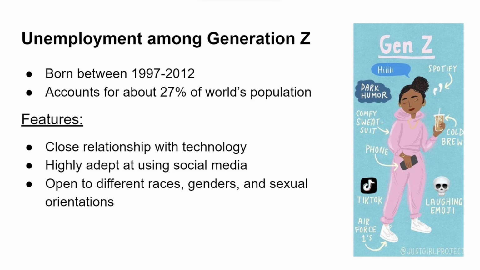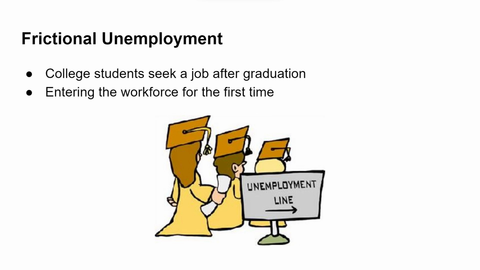Generation Z is known for its close relationship with technology. Having grown up in a digital age, they are highly adept at using smartphones and social media platforms for communication and information sharing. Moreover, Generation Z welcomes people of different races, genders, and sexual orientations, fostering an inclusive and tolerant mindset. When it comes to unemployment, Generation Z faces two common types: frictional unemployment and voluntary unemployment.